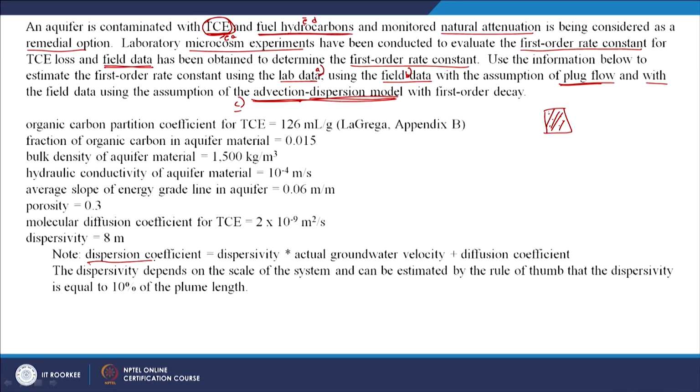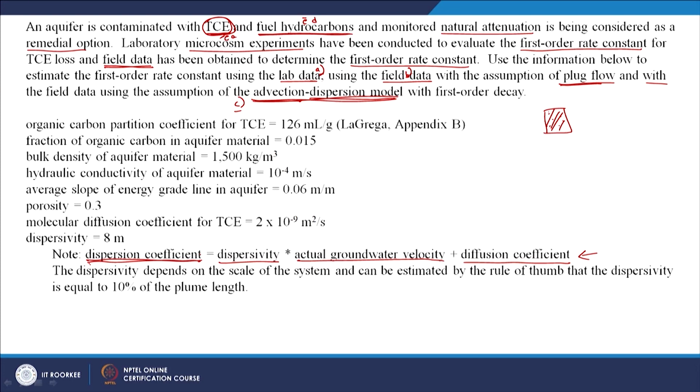So, obviously we need to calculate the dispersion coefficient. Here we are going to consider that to be dispersivity times actual groundwater velocity plus diffusion coefficient. So, here we are looking at both diffusion and dispersion when we refer to the dispersion coefficient.